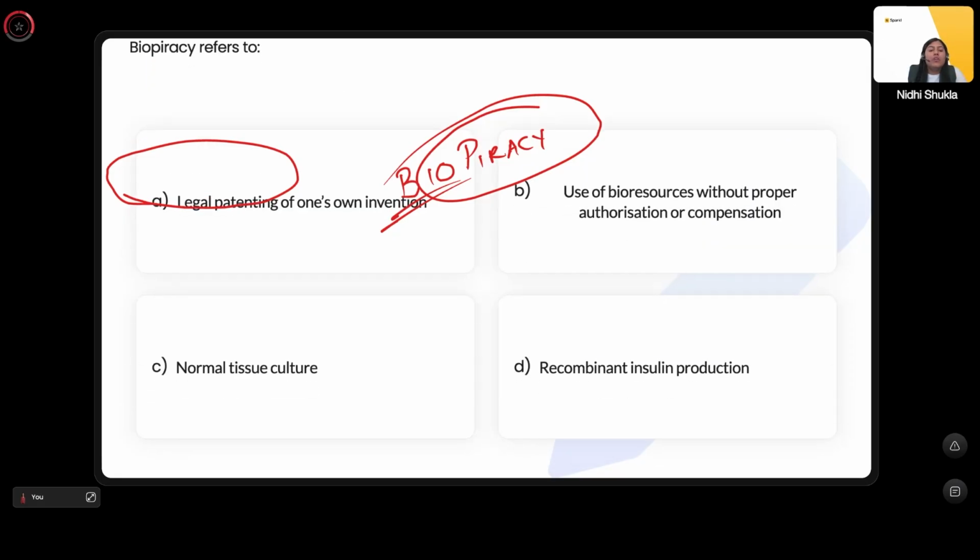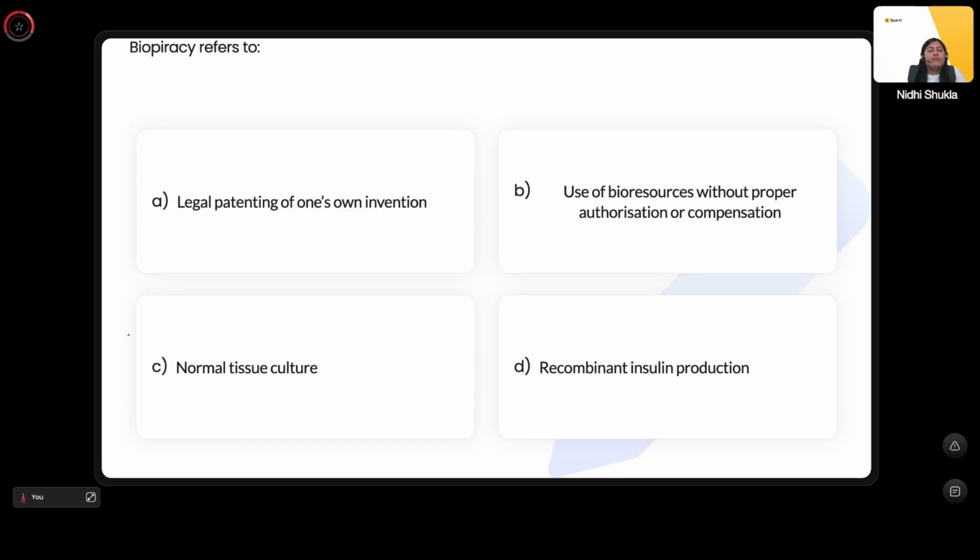Legal patenting of one's own invention? No. If you are just patenting your own invention, it is not piracy. Use of bioresources without proper authorization or compensation. This will be biopiracy. Normal tissue culture, no. Recombinant insulin production, no. So what is biopiracy? Biopiracy is actually the use of bioresources without proper authorization or compensation.